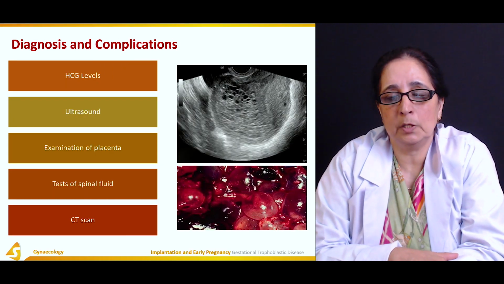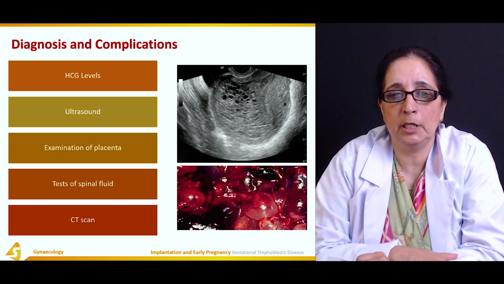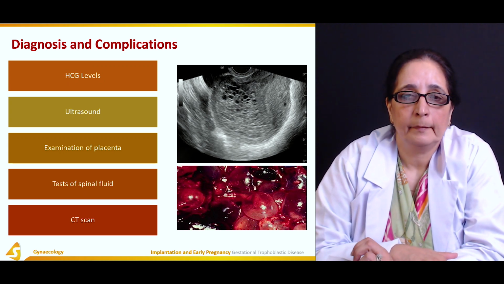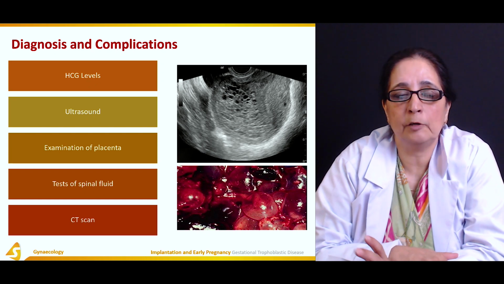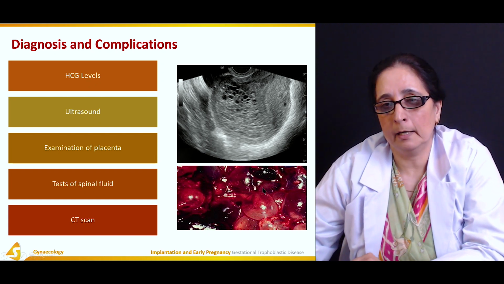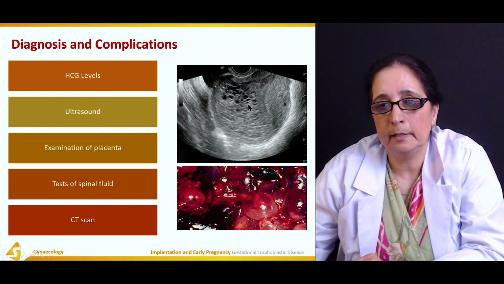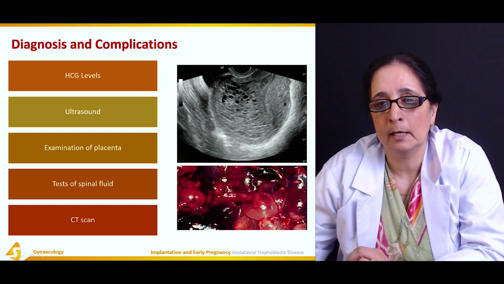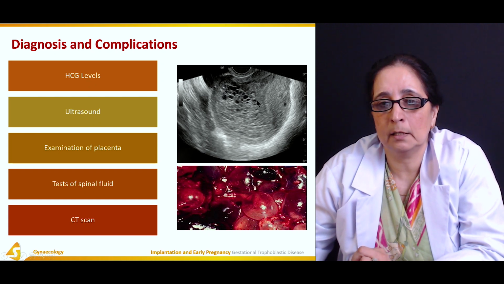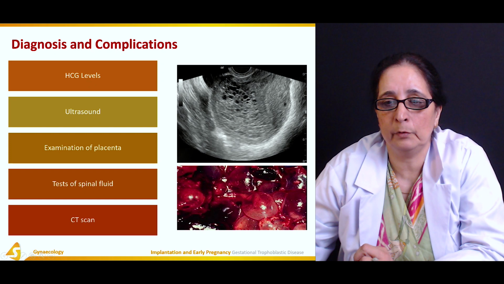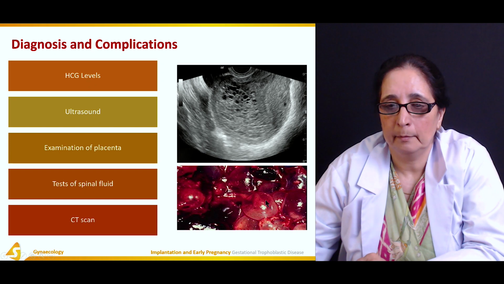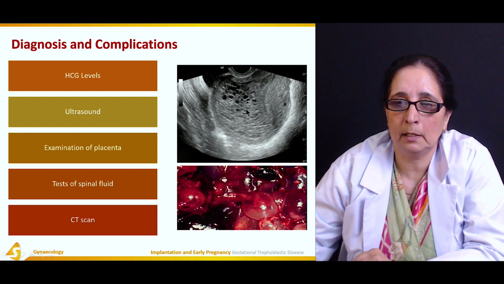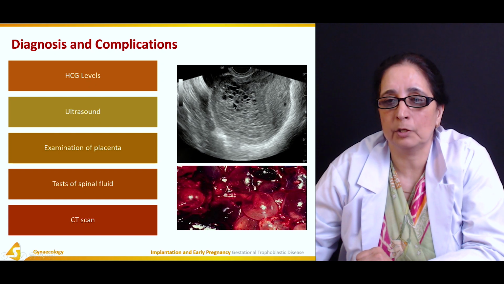What are some diagnoses and complications of GTD? HCG levels are monitored. The HCG level is done to find out the molar pregnancy. Ultrasound is very important. Here, if the ultrasound is done, you see these are all fluid-filled sacs. You can see these are the moles, hydatidiform mole, fluid-filled sacs. This is also the picture of the mole after they are out of the uterus. This is an intrauterine ultrasound picture of the mole.